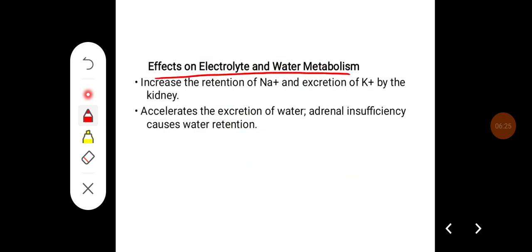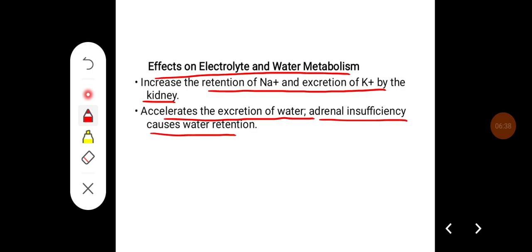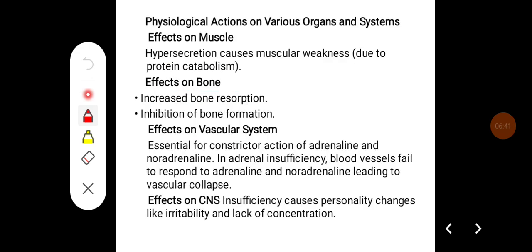Effects on electrolyte and water metabolism: an increase in the retention of water and excretion of potassium by the kidney is an important effect, and it also accelerates the excretion of water. Adrenal insufficiency causes water retention.